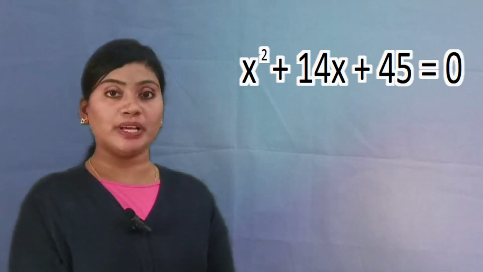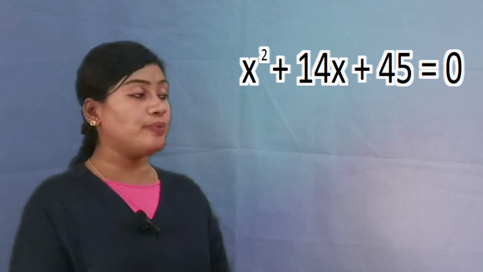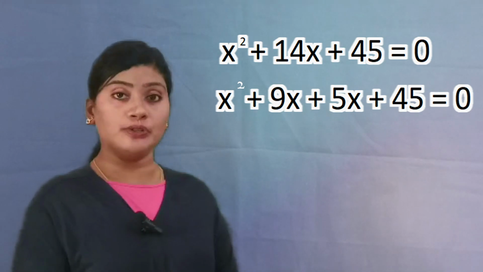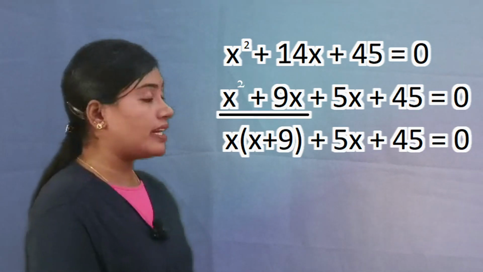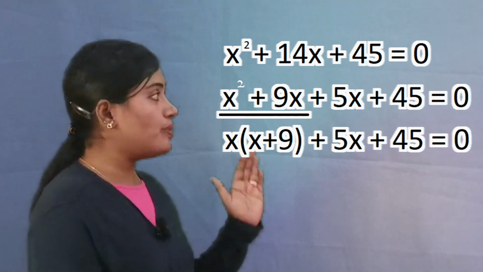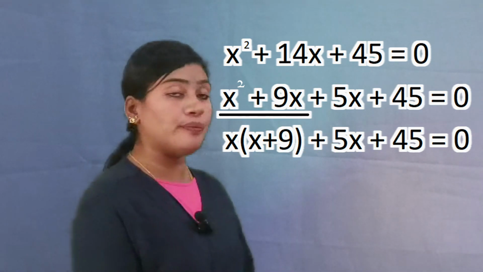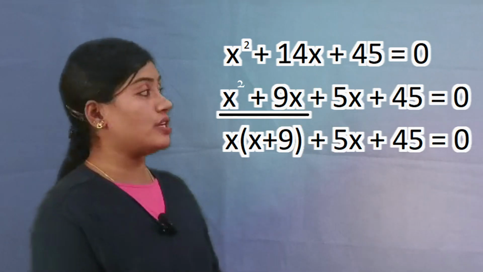Next, we are going to replace 14x with 9x and 5x. So the equation becomes x square plus 9x plus 5x plus 45 is equal to 0. Consider the first two terms. We can take out their greatest common factor, which is x. That means x into the bracket of x square divided by x, x, plus 9x divided by x, 9, plus 5x plus 45 is equal to 0.